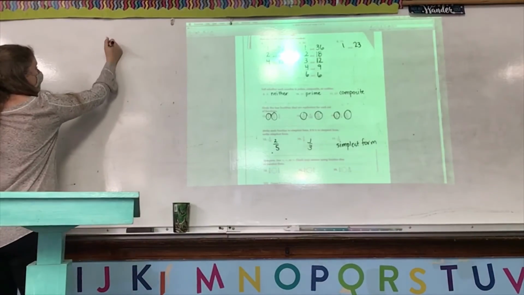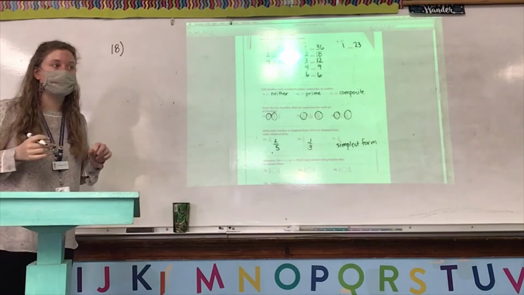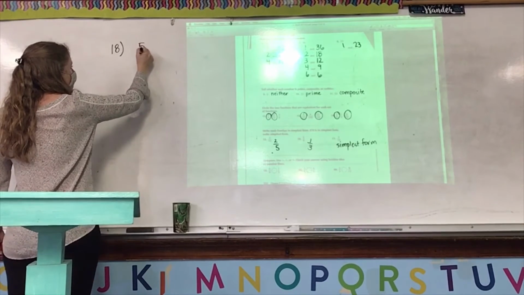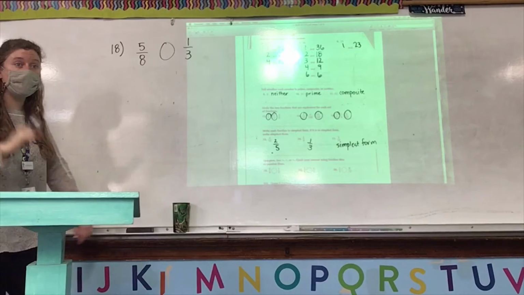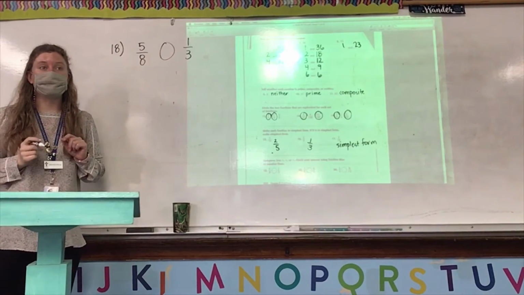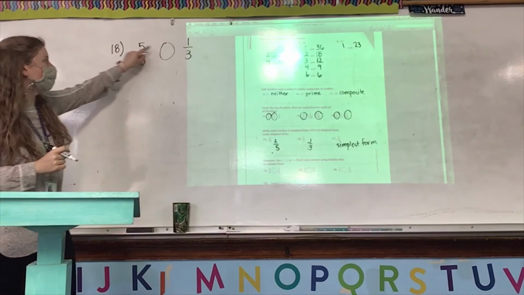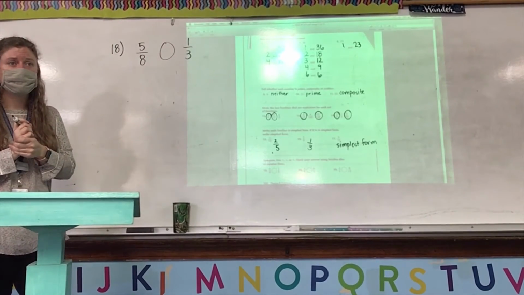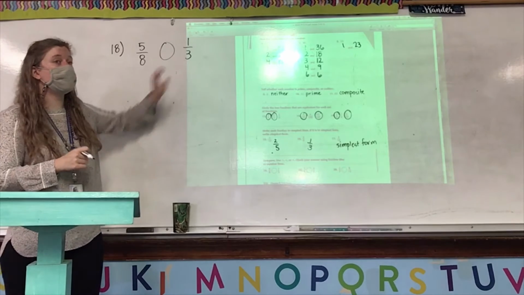So, Carla, number 18, if you don't have this work shown, everybody, make sure you're showing it with your red pen. We have 5/8 and 1/3. Step 1, find the LCM. What are we finding the LCM for? Numerators, denominators, or all four? We have to look for the multiples of 8 and 3. So the denominators.